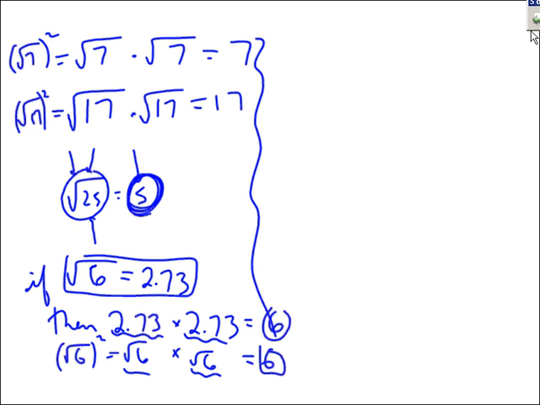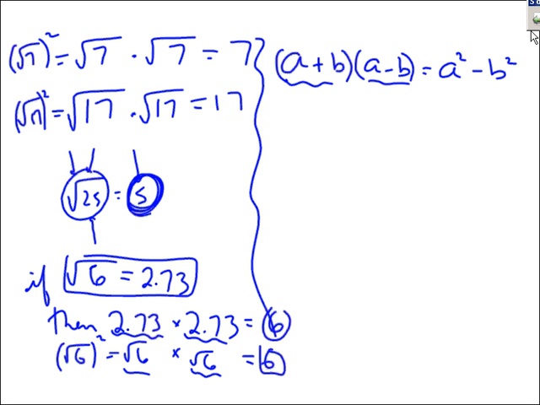Now, let's look at conjugates. If you have a plus b and you multiply it by a minus b, you end up with a squared minus b squared. And why are these conjugates? Because all that changed is the sign.